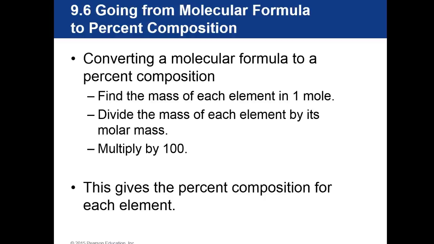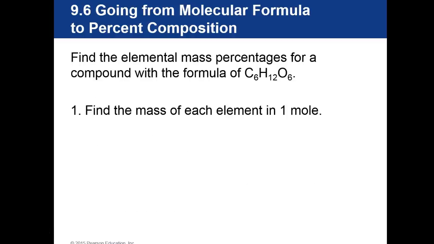So how do we convert a molecular formula to a percent composition? First, we find the mass of each element in 1 mole. Divide the mass of each element by its molar mass and multiply by 100. That gives us the percent composition for each element. So let's find the elemental mass percentages for a compound with the formula C6H12O6. First, we find the mass of each element in 1 mole.